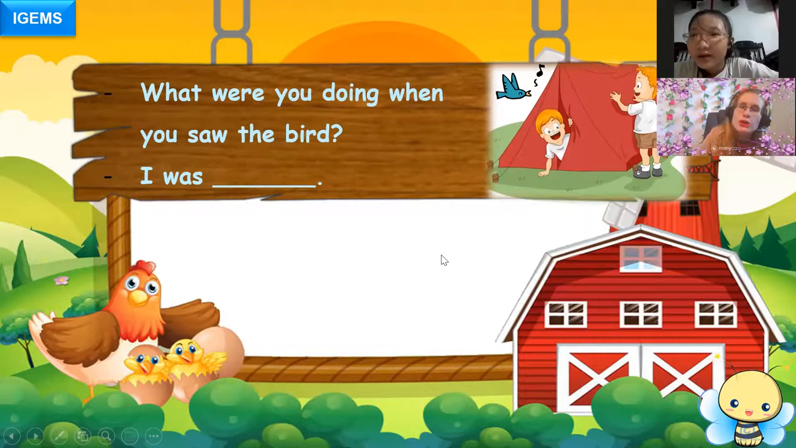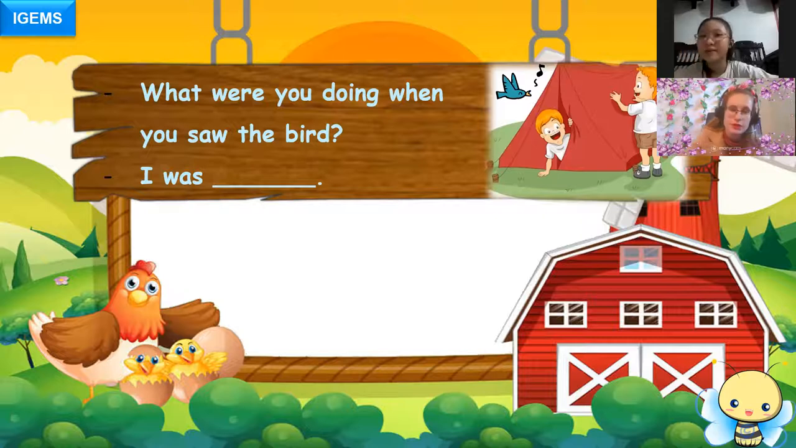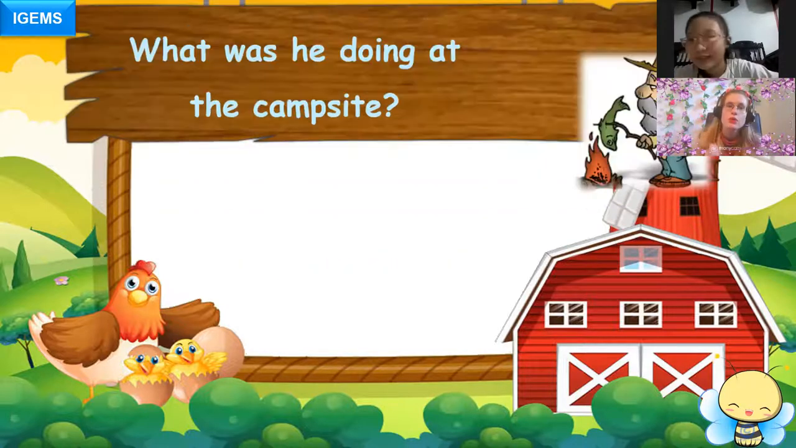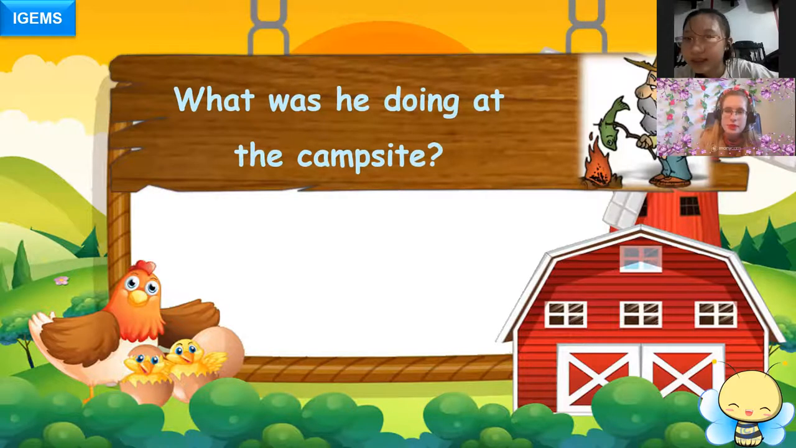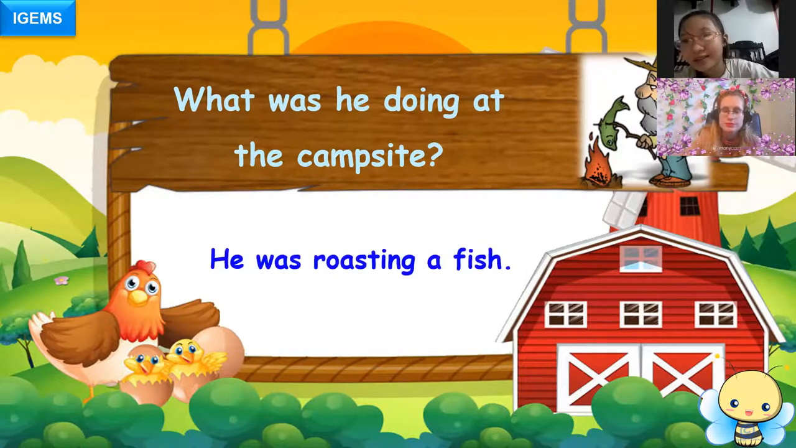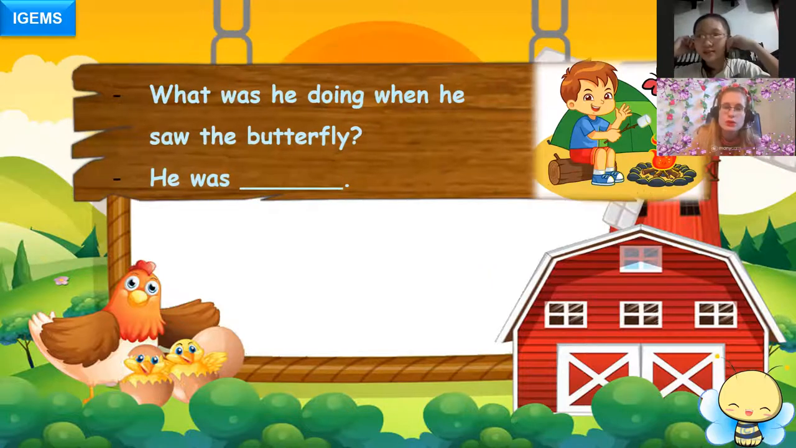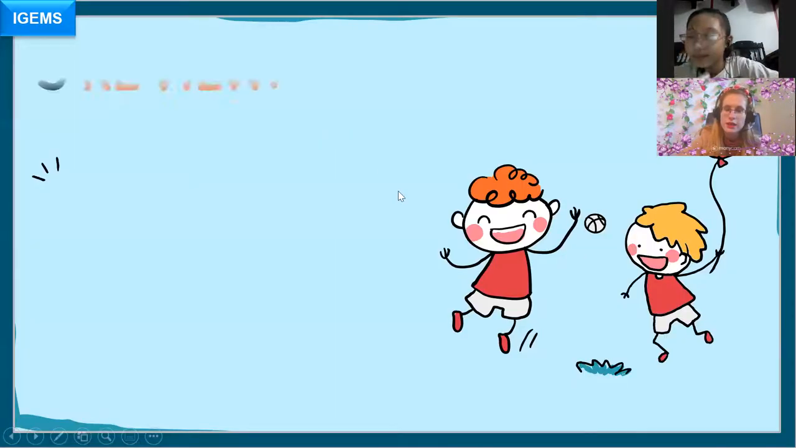What were you doing when you saw the bird? I was setting up the tent. Good work. What was he doing at the campsite? He was roasting fish. Good job. What was he doing when he saw the butterfly? He was building a campfire. Good work. Building the campfire.